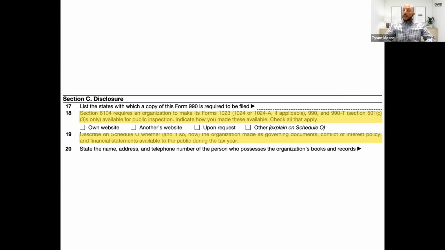Question 19 asks if you make other governing documents available. So this would be your bylaws, your articles, your conflict of interest policy, your financial statements. Are those available to the public? This isn't required, so you don't have to do this. However, I know a lot of organizations do add these to their website for additional transparency. And the IRS believes that the more transparent an organization is, the more likely it is to be better governed and better operating. So it does ask if you have these documents available, but again, you're not required to do that. Either way, you would just answer yes or no, and if you answer yes, you need to add how you make these available.